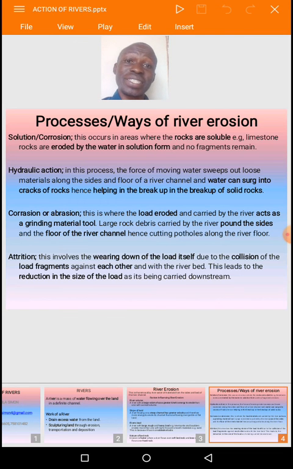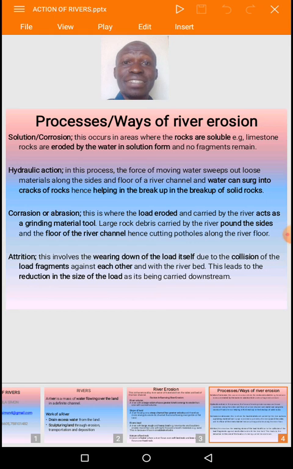Let's look at processes of river erosion. How a river erodes its valley. There is solution, or at times we call it corrosion, where rocks within the paths of the river are soluble. They give the example of limestone. So they will be dissolved, and that means they will be eroded in solution form. Erosion there will be easier for the river because it is flowing over soluble rocks, so they are dissolved.